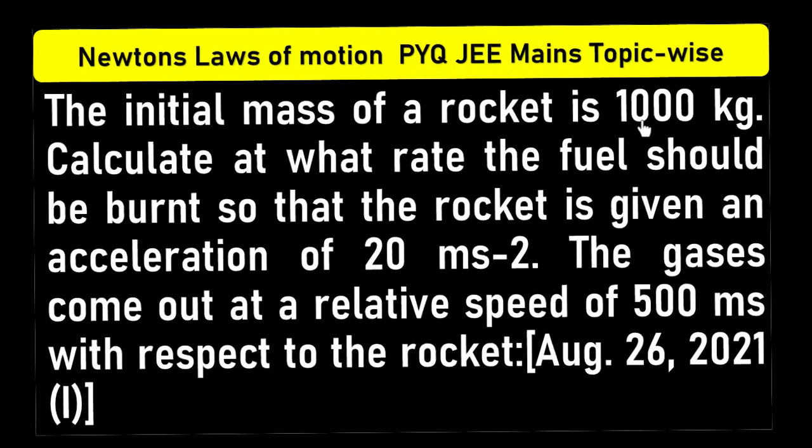The initial mass of a rocket is 1000 kilograms. Calculate at what rate the fuel should be burned so that the rocket is given an acceleration of 20 meters per second squared. The gases come out at the relative speed.